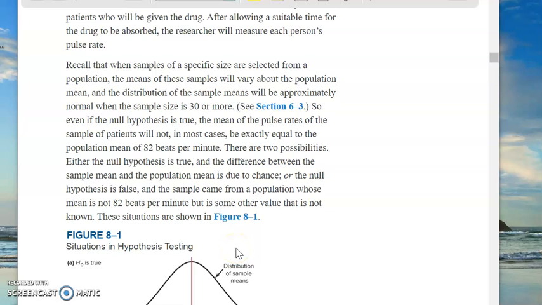Okay, so we're still in section 8-1, chapter 8, obviously, and this is recording number 3.